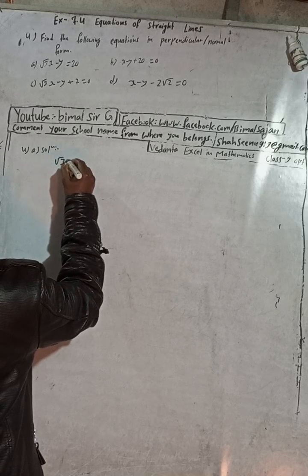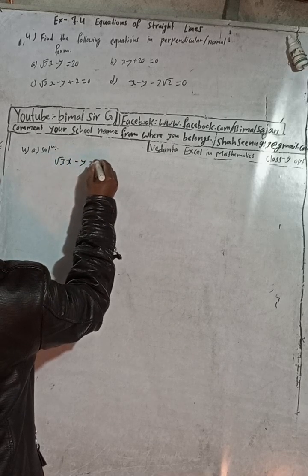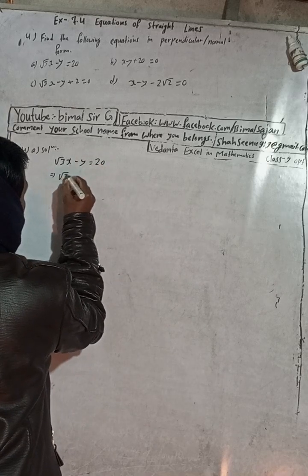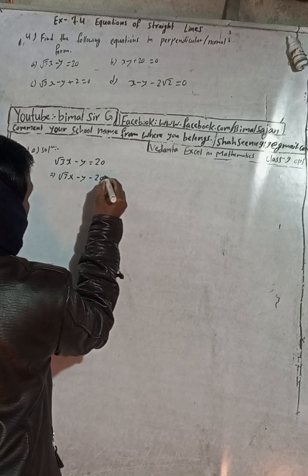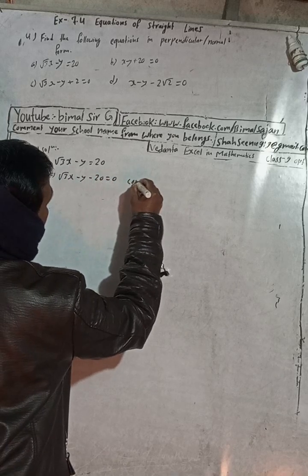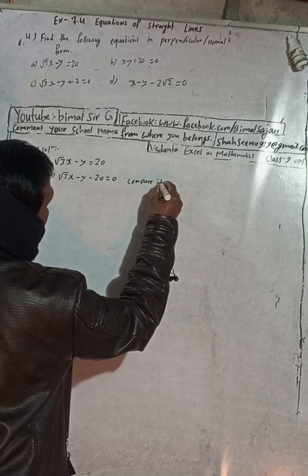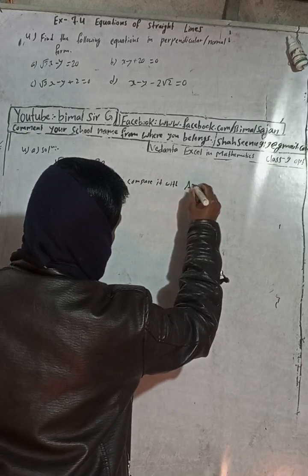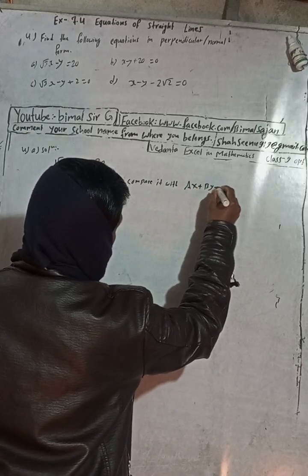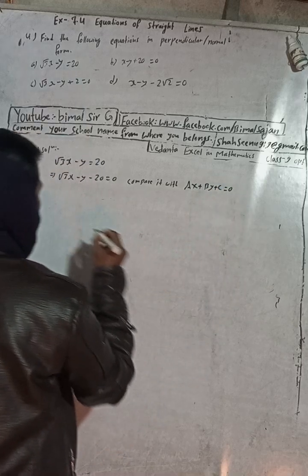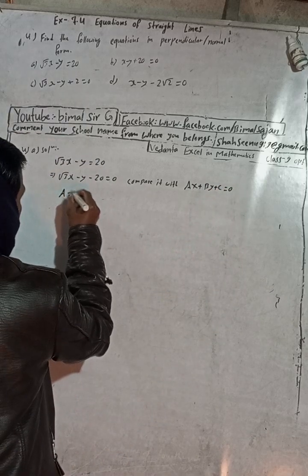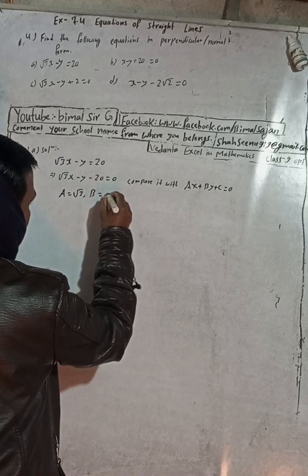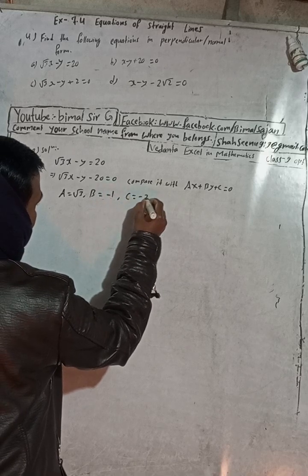root 3x minus y is equal to 20. So what I am going to do, I will write it here, root 3x minus y minus 20 is equal to 0. Now compare it with ax plus by plus c is equal to 0. Then we get here a is equal to root 3, and b is equal to minus 1, and c is equal to minus 20.